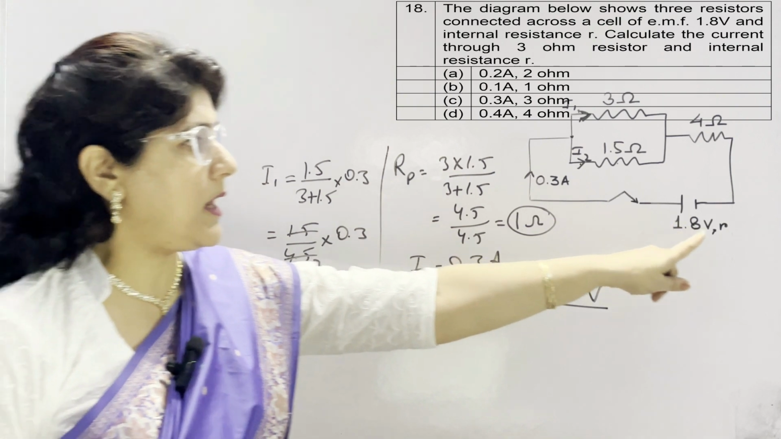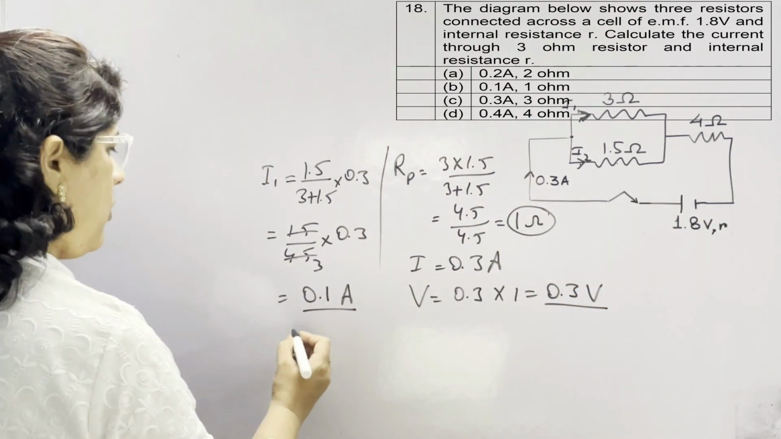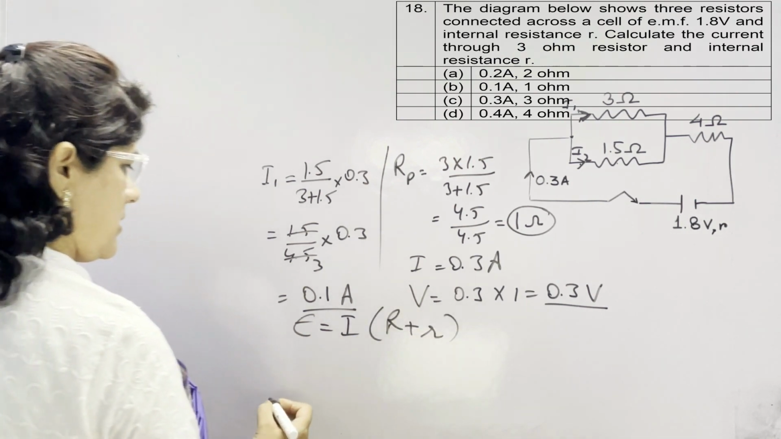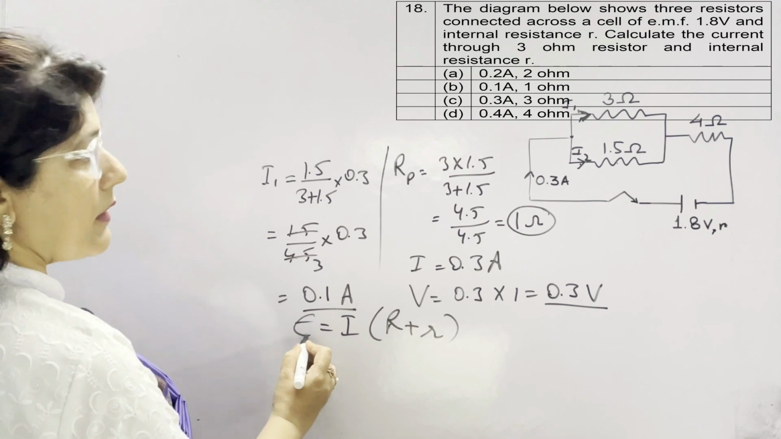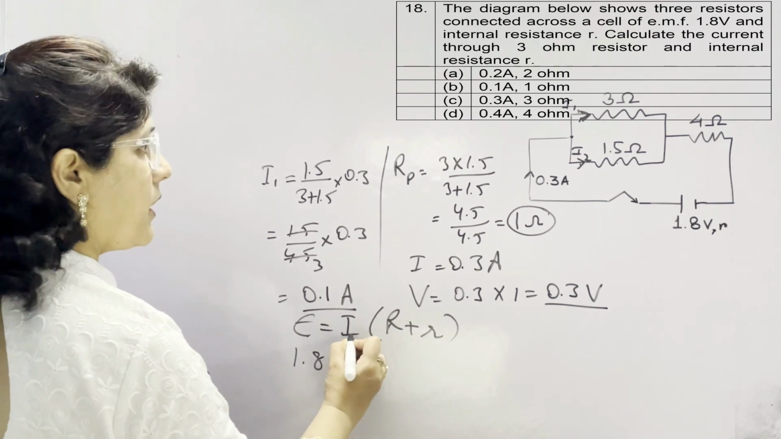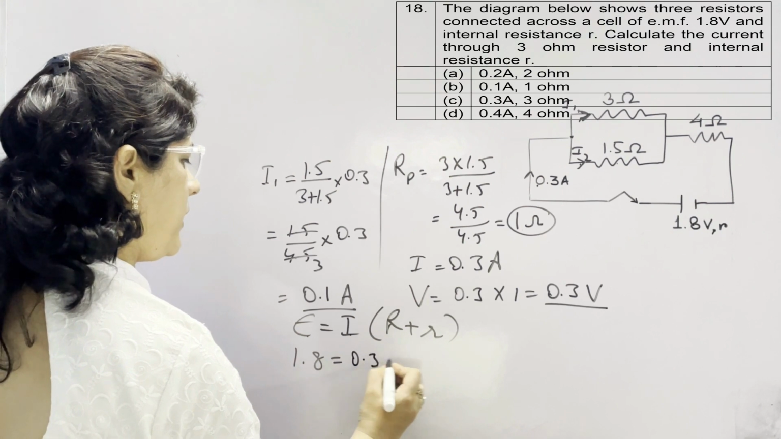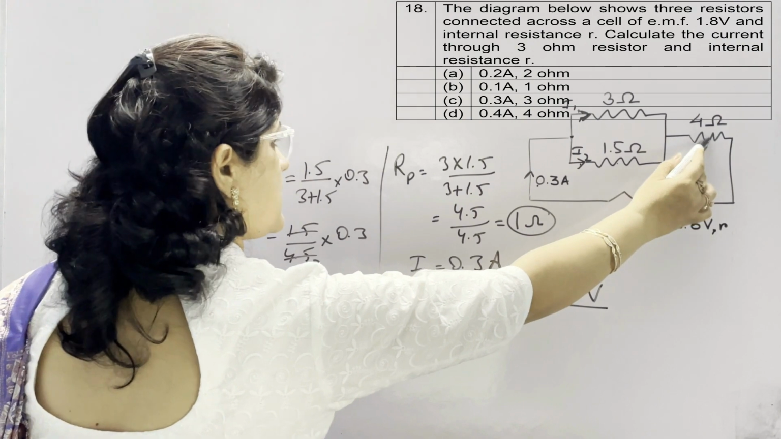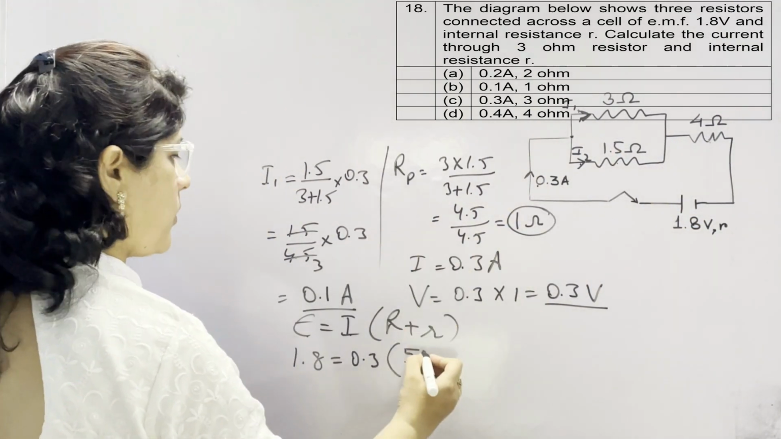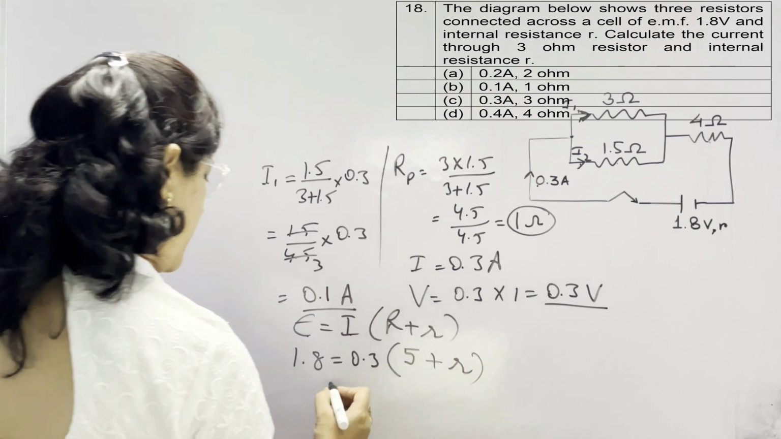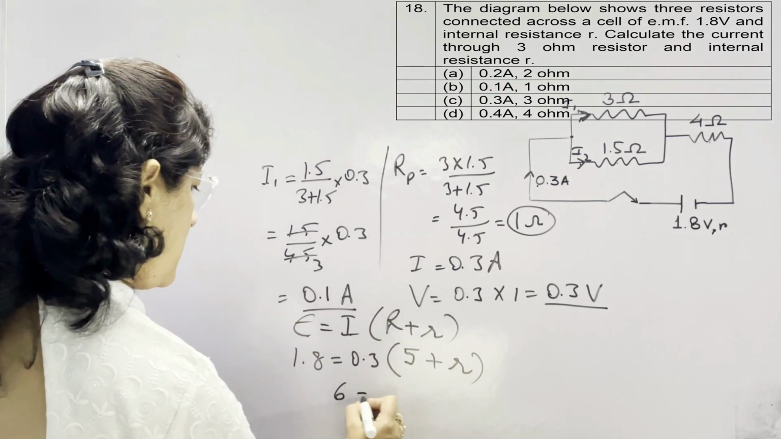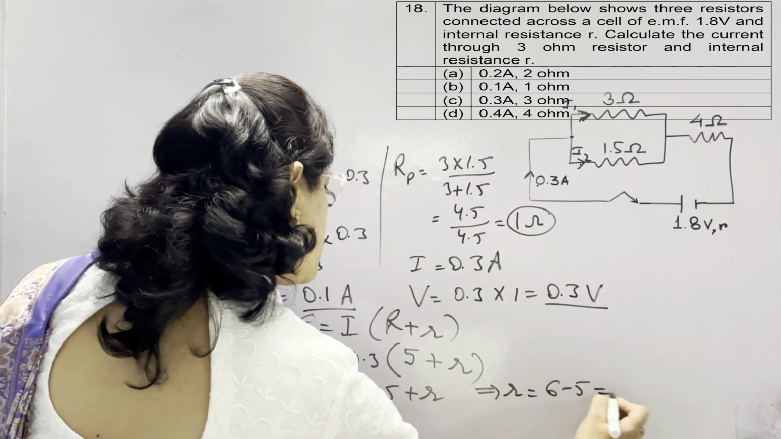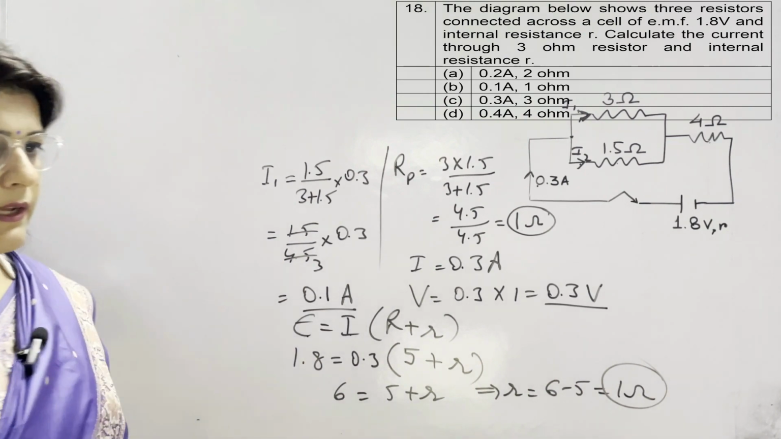Second part, they have asked us to calculate internal resistance. Now EMF is equal to I R plus internal resistance r. Now EMF is given in the question as 1.8, current given as 0.3 ampere. Total resistance of the circuit is 1 ohm of this parallel combination plus this 4. It means 5 ohm is the total resistance and small r. Now dividing, 6 is equal to 5 plus r. It means r is equal to 6 minus 5. 1 ohm is the value of internal resistance.